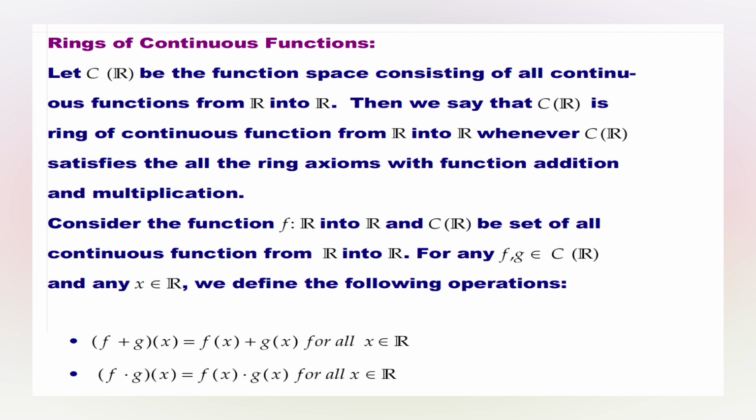(f + g)(x) = f(x) + g(x) for all x in R. (f · g)(x) = f(x) · g(x) for all x in R. Now, we want to show that C(R) is a ring under function addition and multiplication.